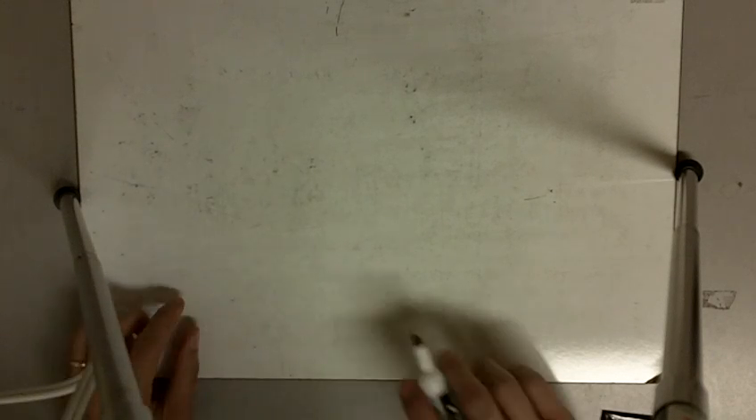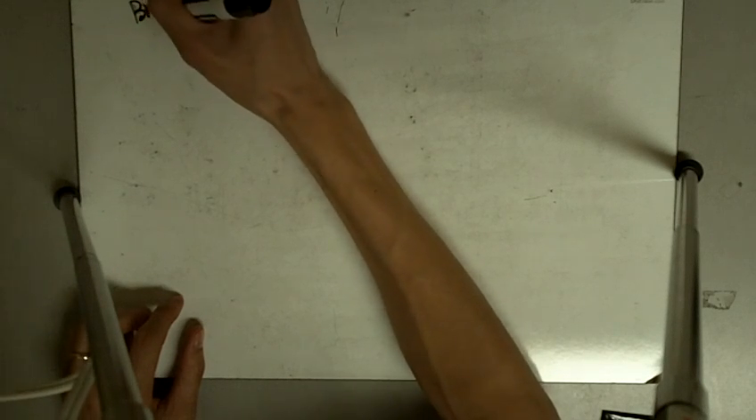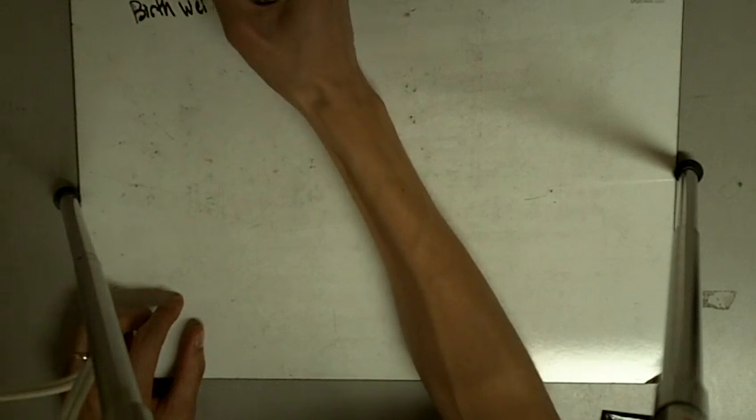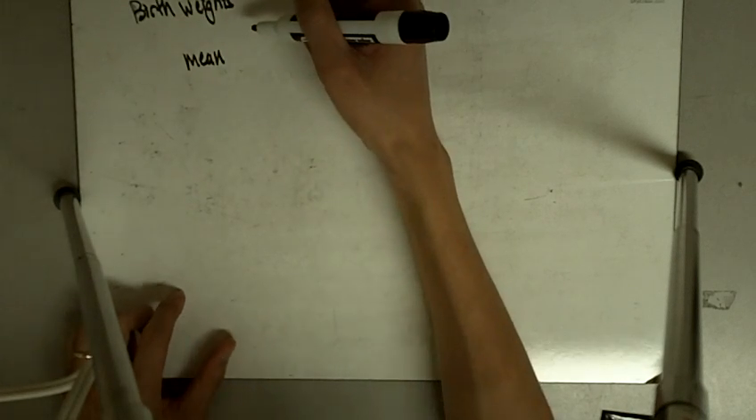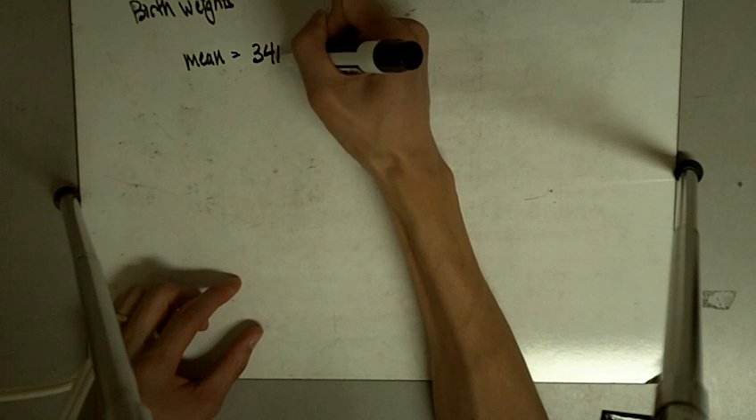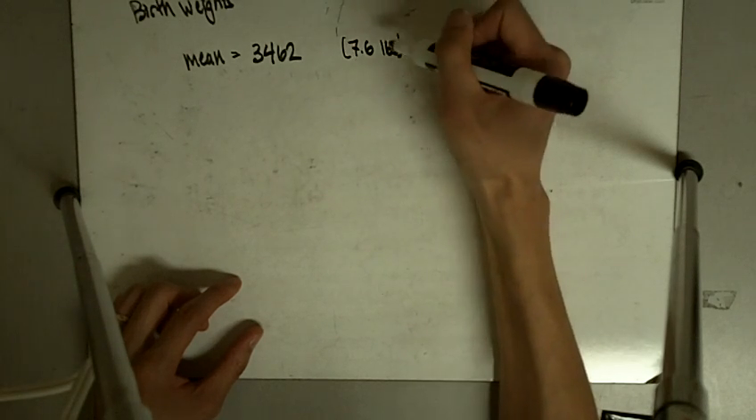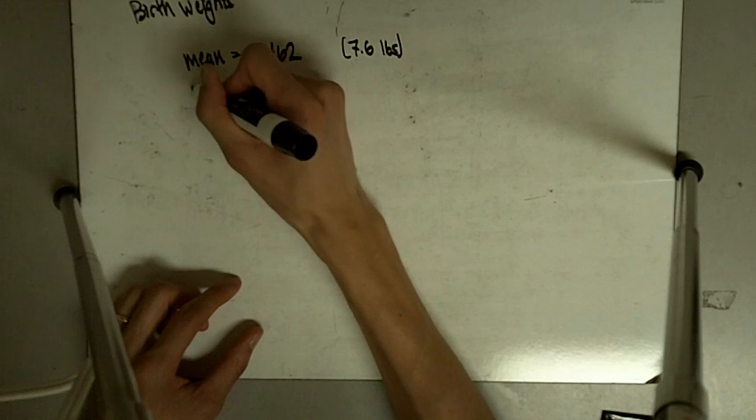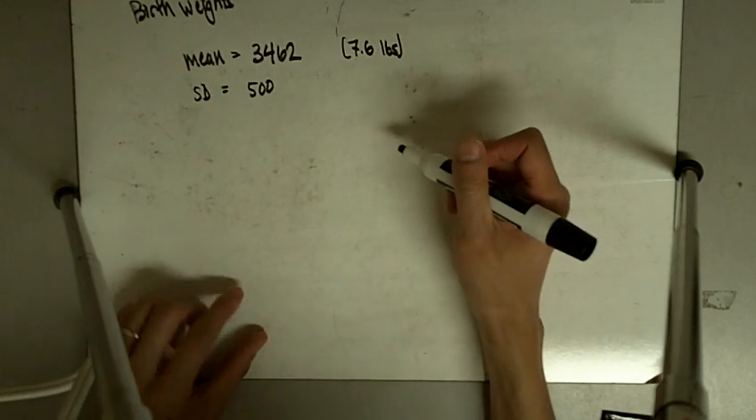Birth weights. It says the mean birth weight for U.S. children born at full term after 40 weeks. Okay, so we're talking about birth weights. And it says the mean birth weight born at full term is 3,462 grams, about 7.6 pounds. And the standard deviation is about 500 grams.